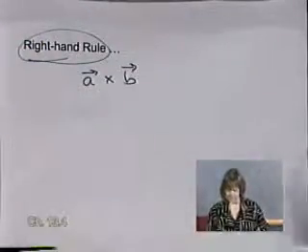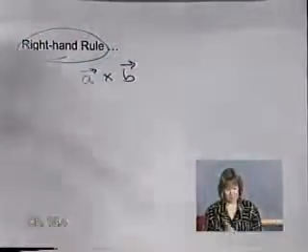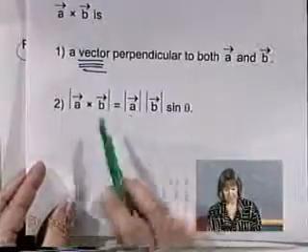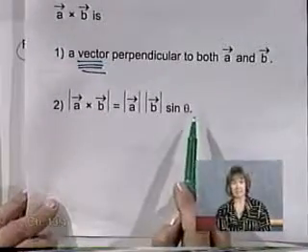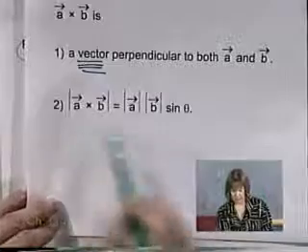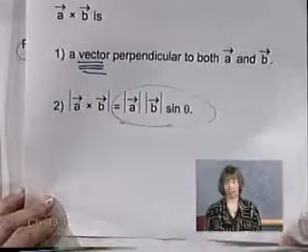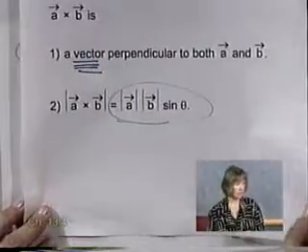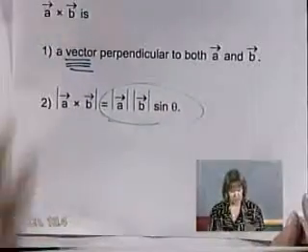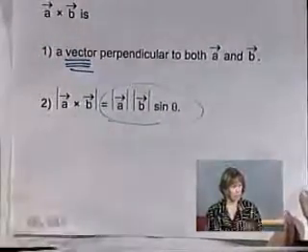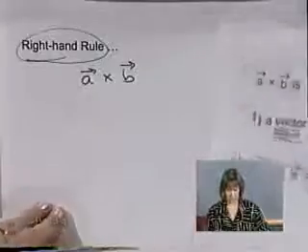Now also, A cross B equals the magnitude of A times the magnitude of B times the sine of the angle between them. I'm thinking, what geometric significance does the magnitude of A, magnitude of B times the sine of the angle have? We now know the vector is perpendicular to both, and we know the right-hand rule we can use, but what does this do for us?